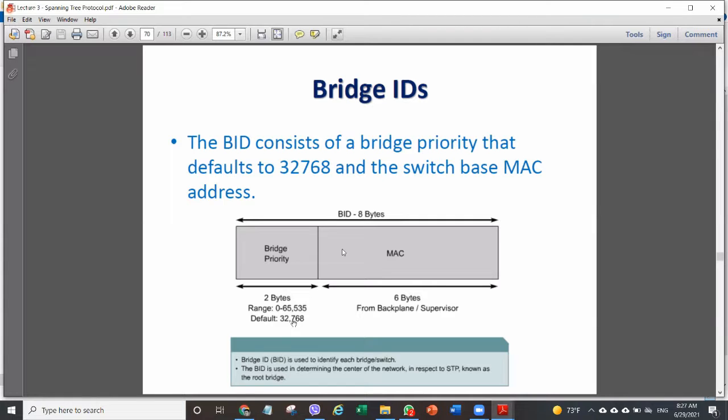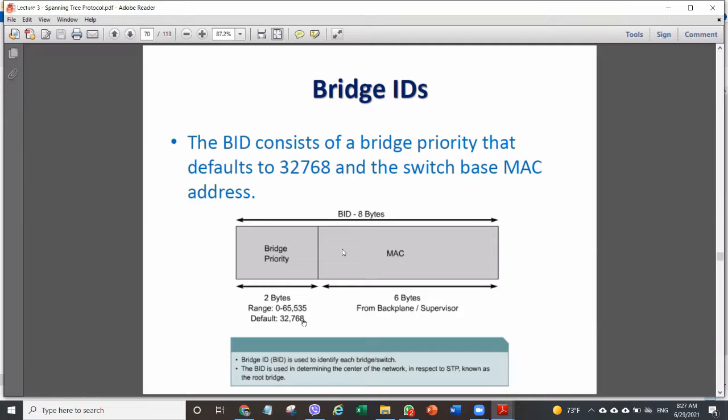Default value is 32,768. So that is the bridge priority. If there is a root, 32,768, which is the default. Everyone has 32,768. With that priority, with that same value for the priority, are we assigning priority?